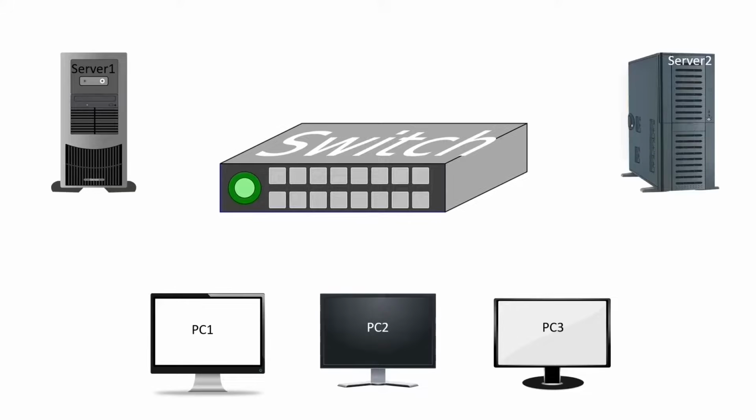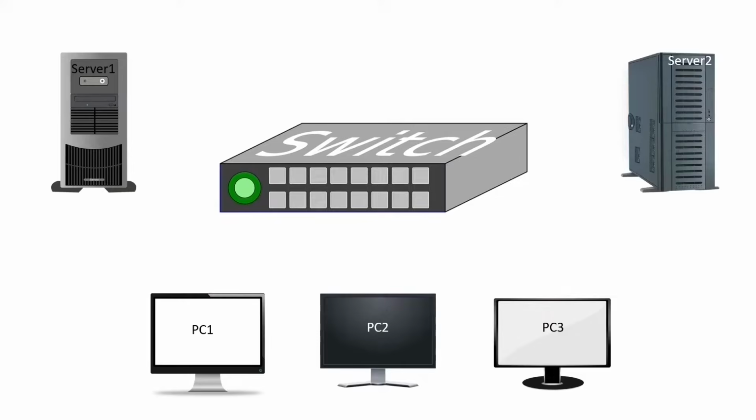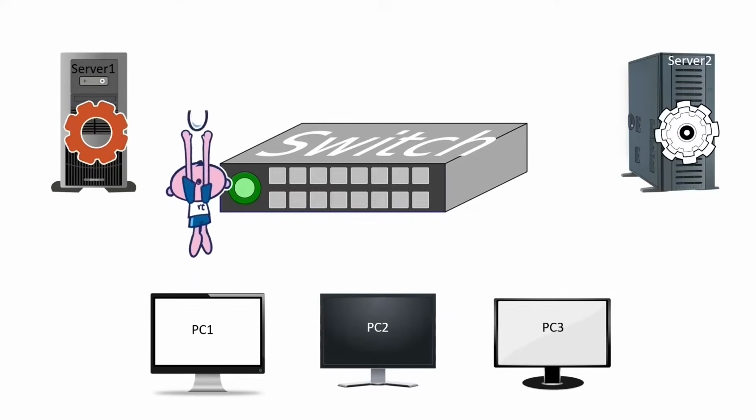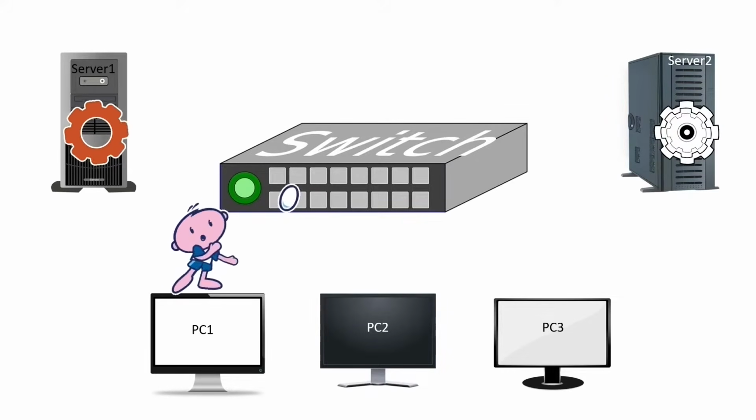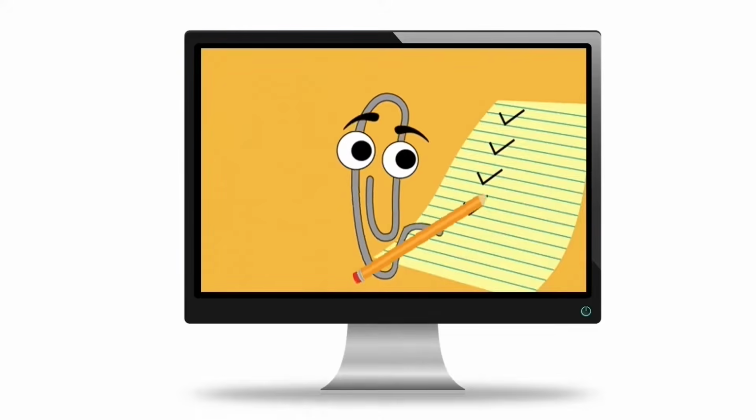A network has 3 PCs and 2 DHCP servers. Right now, these PCs do not have any IP settings. The DHCP service is running on both servers. Now, let's see how a PC in this network gets its IP address from a DHCP server. When you turn on a PC, it first checks if it already has a valid IP address.